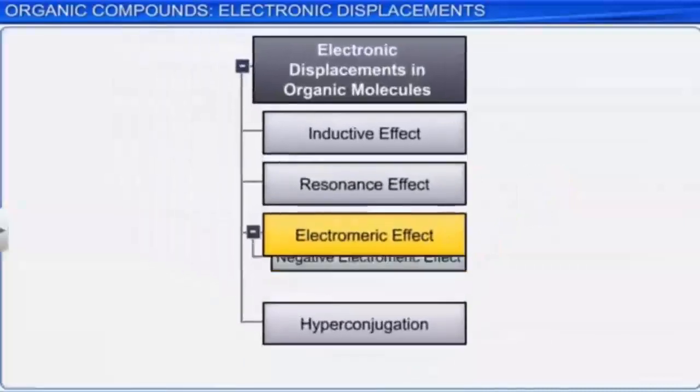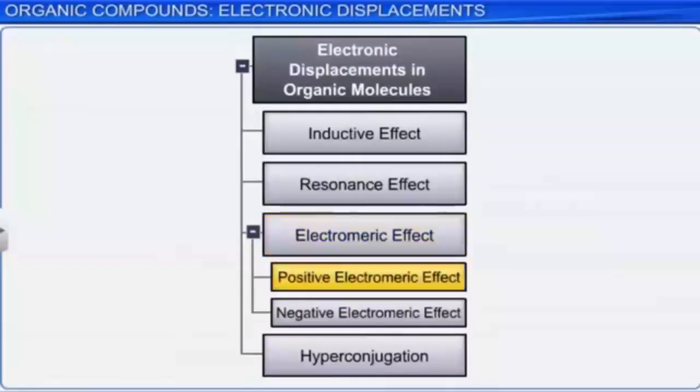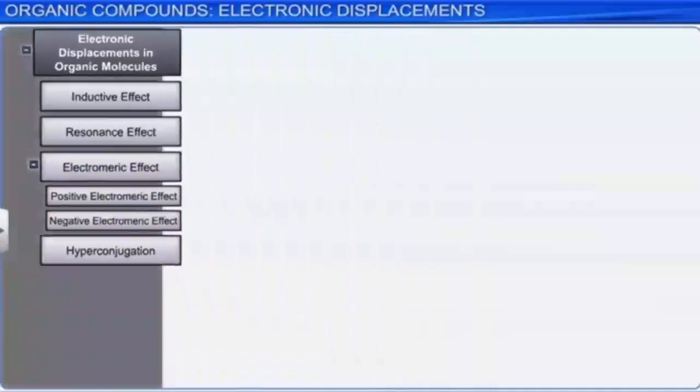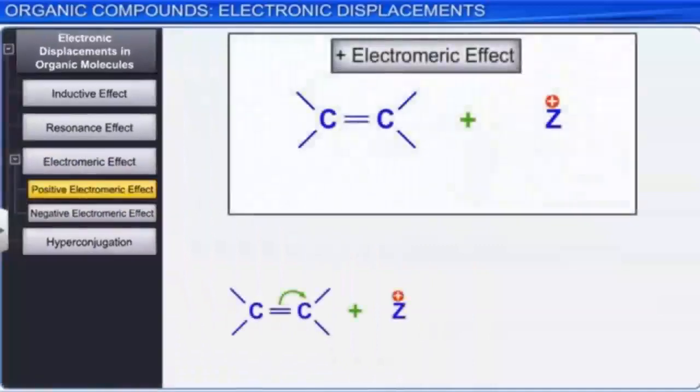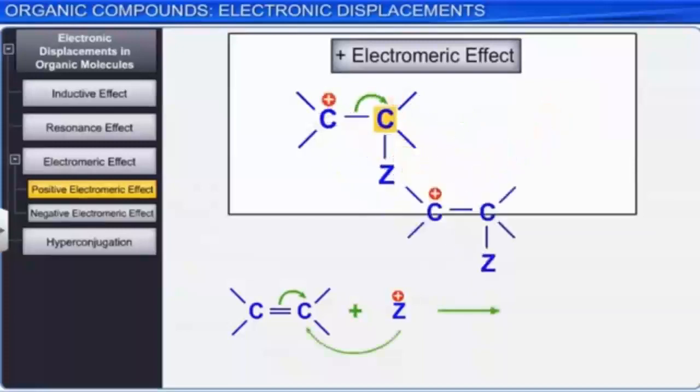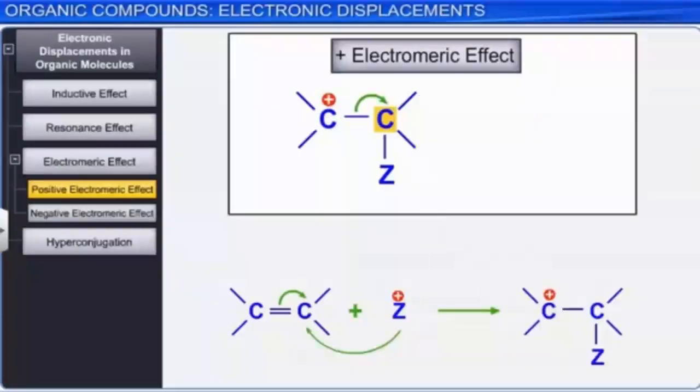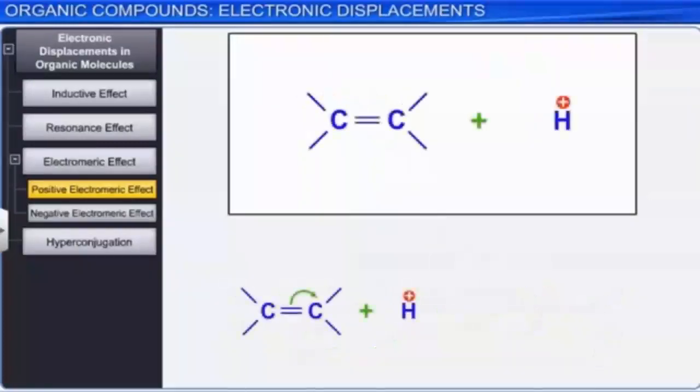There are two types of electromeric effects, positive and negative. In the positive electromeric effect, the pi electrons of the multiple bond are transferred to that atom to which the attacking reagent is bonded. For example, in the addition of acids to alkenes, the pi electrons of the double bond are transferred to that carbon to which the attacking reagent is bonded.